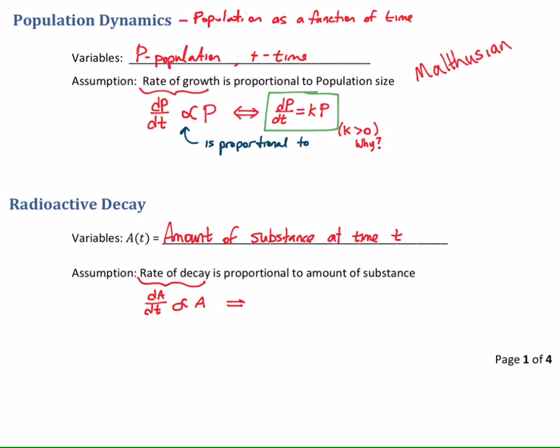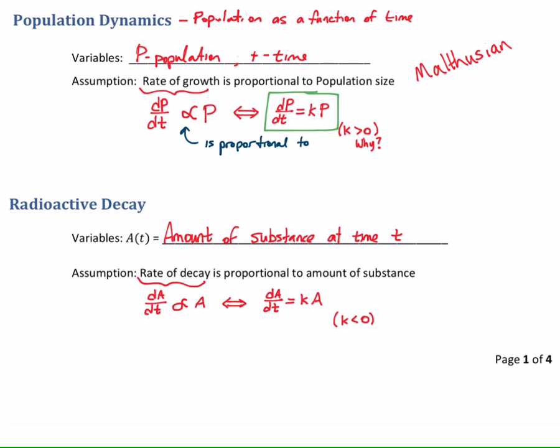Okay, so as before, that would mean dA/dt is equal to, since it's directly proportional, k times A. But now something different is happening, right? Because what's happening to the amount of substance? Is it increasing or decreasing? It's decreasing, because it's decaying. That amount of substance is going away, turning into something else which we're not measuring. So k would be less than 0.